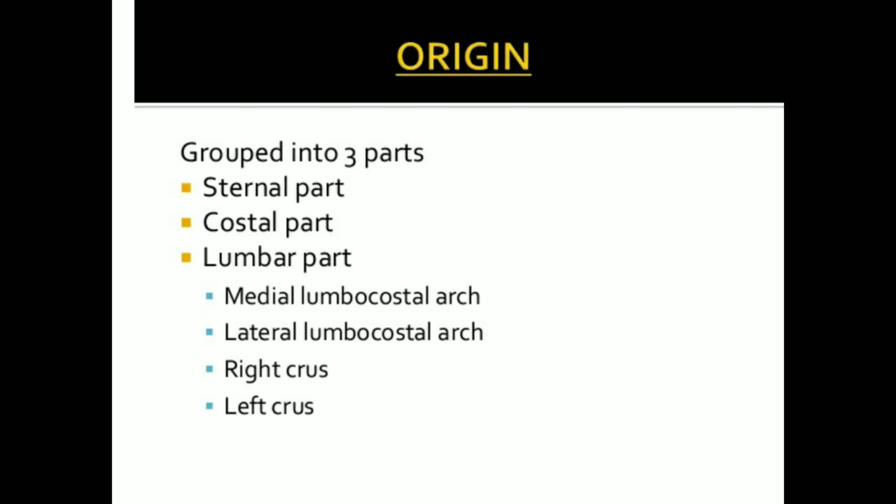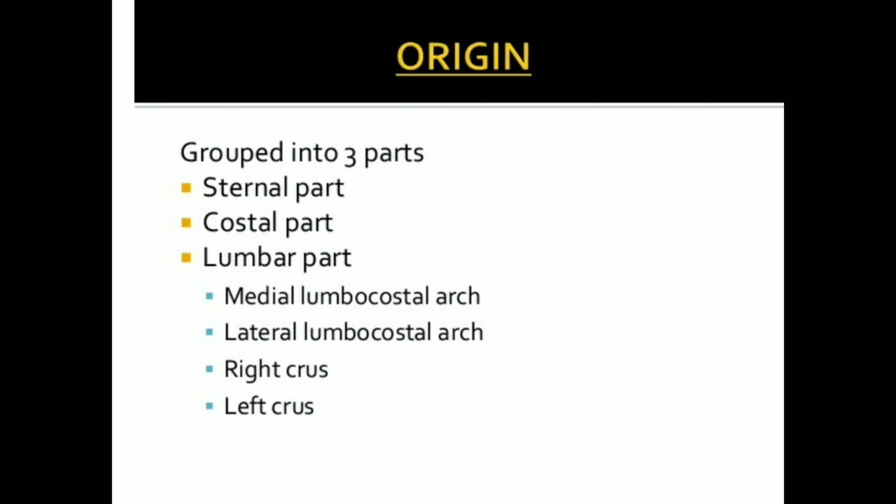So what have you learned about the origin of the diaphragm? The diaphragm takes origin from three parts. The first is called the sternal part, the next is the costal part, and the last is the lumbar part. Sternal part from the xiphoid process, costal part from the lower six ribs and costal cartilages, lumbar part from the upper three lumbar vertebrae on the right and the upper two lumbar vertebrae on the left. These are the origins of the diaphragm.